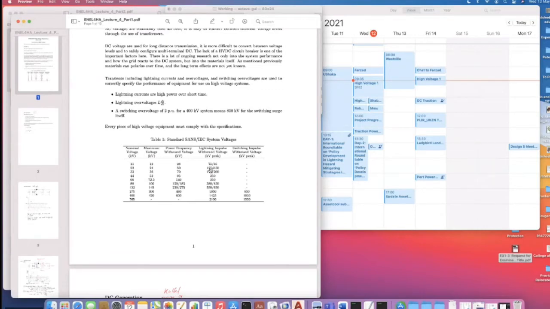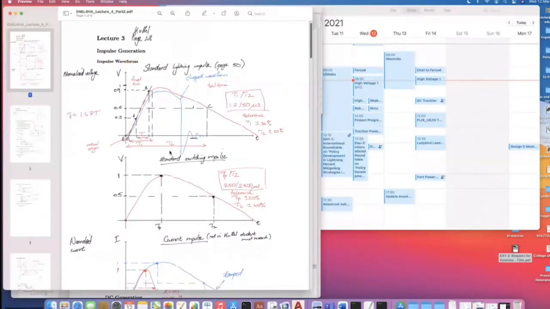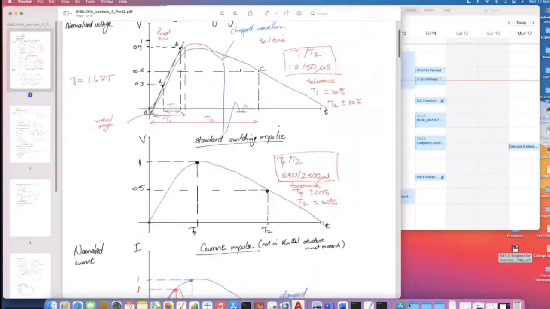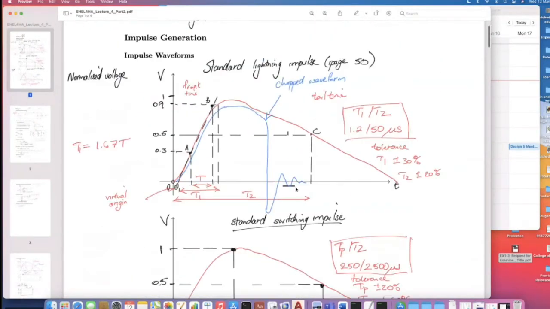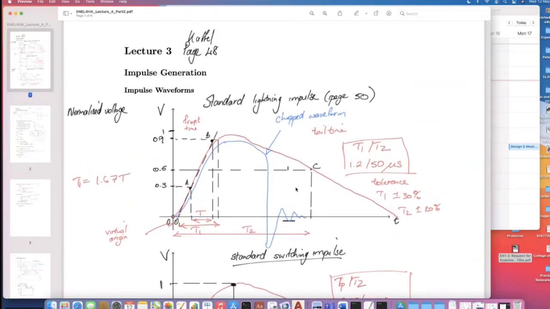So it's not constantly alternating, it's not constantly applied. So the power frequency, it's alternating voltage, it's what we see every day on our systems. Lightning impulse, short duration, not constant, it's an impulse. Right. There's a few waveforms that we need to look at.